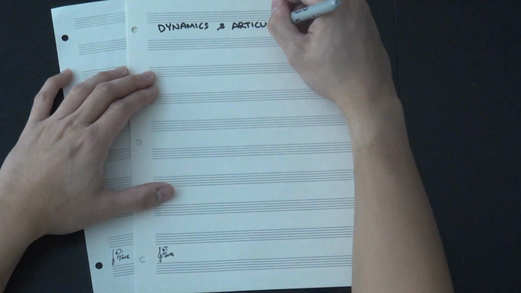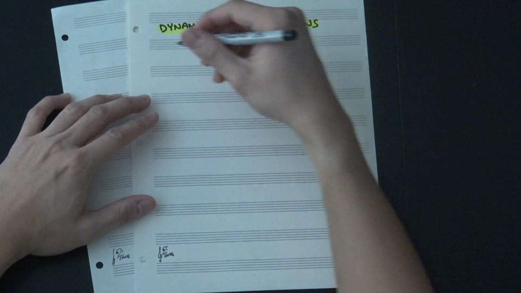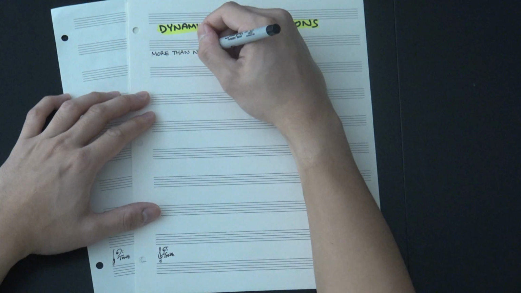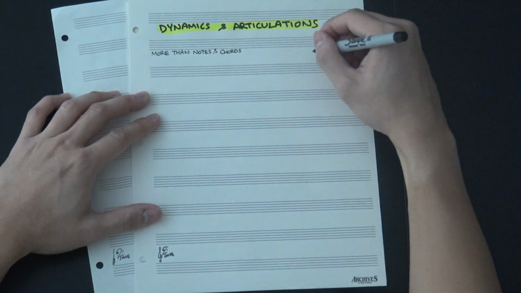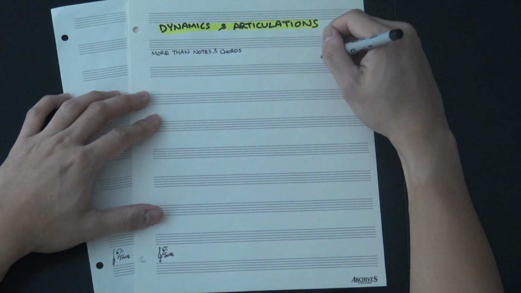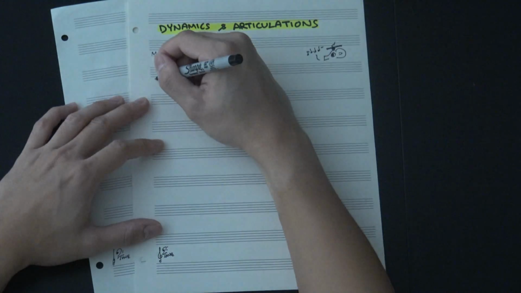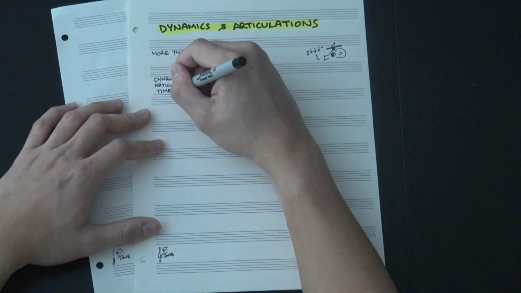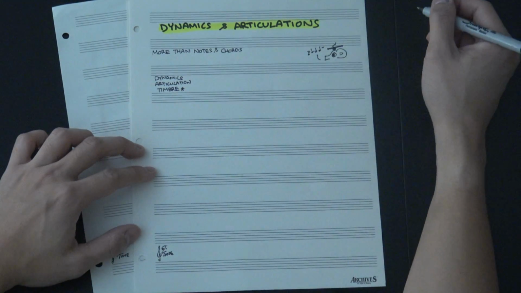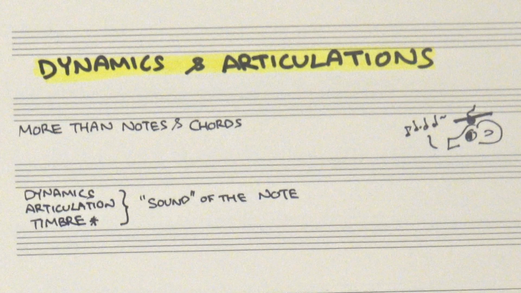Today we're going to talk about dynamics and articulation. Now, as you probably already know, music is a lot more than just the notes and chords that you play. How you play them has a huge impact on the listener's reaction. Dynamics and articulations, along with timbre, which we're not covering today, make up most of what I like to think of as the sound of the note.